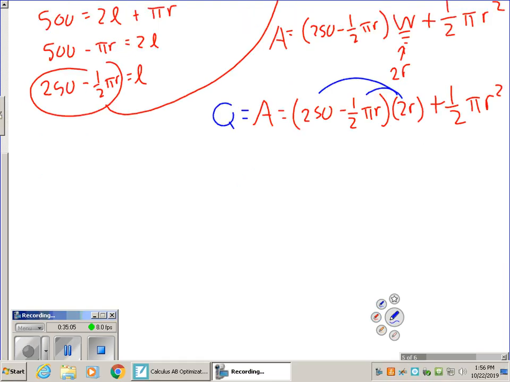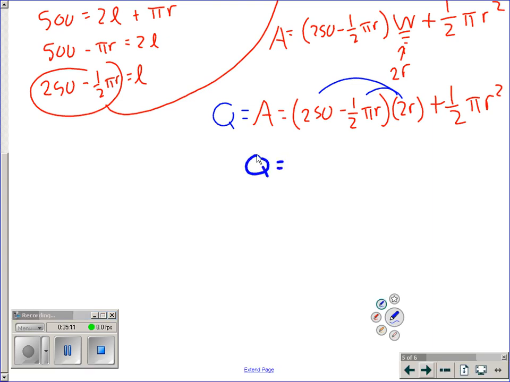So simplifying this down, we just distribute the 2r and we're left with Q equals 500r minus pi r squared plus 1/2 pi r squared. So now I got it down in terms of one variable and it's simplified. Now I can do the whole process where I take the derivative, set it equal to 0, and solve.